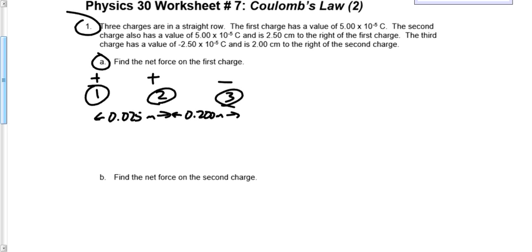So let's pretend we're trying to find the net force on number 1 here. Let's pretend that number 3 is not there. Just 1 and 2 are there. 1 and 2, both positive. Attract or repel? Do they attract or repel? They repel because they're like charges, right? If they repel each other, then 2 is pushed to the right, 1 is pushed to the left. I'll call that F21, the force of 2 on 1 to the left.